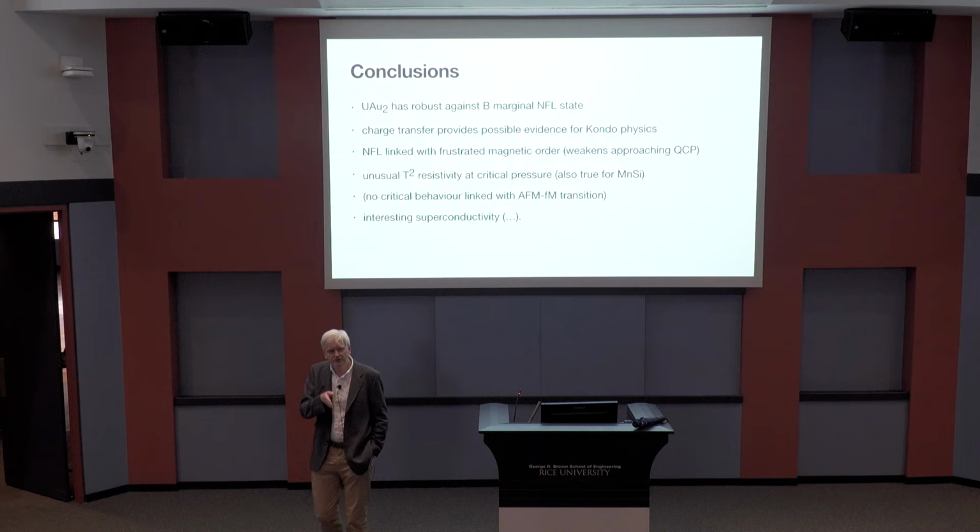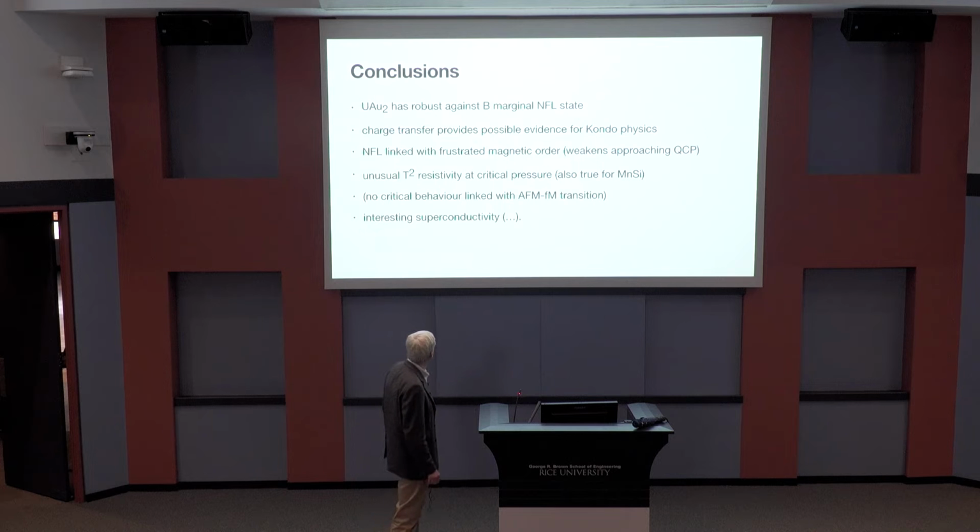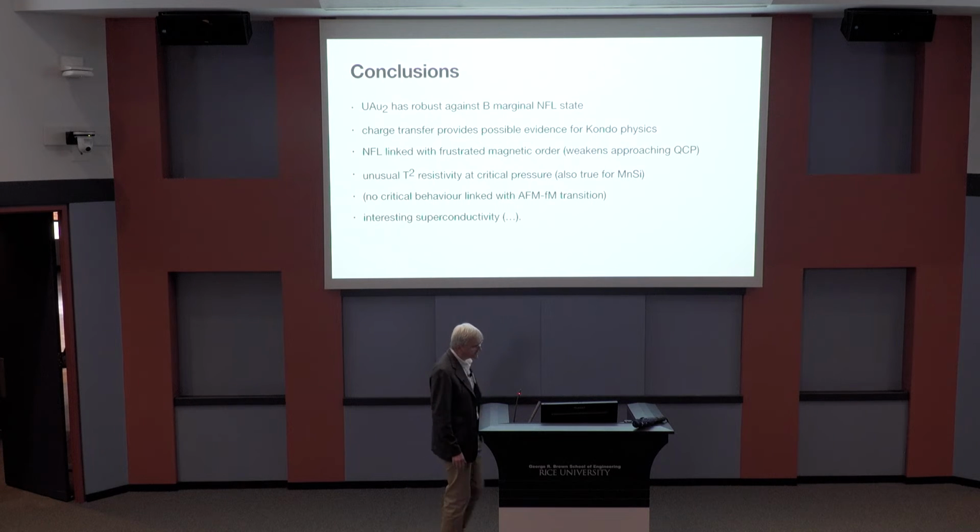And actually, there's a very unusual T squared resistivity also in MnSi at the critical pressure, that other example that I gave you, where there's a very large T squared coefficient right at the critical pressure.